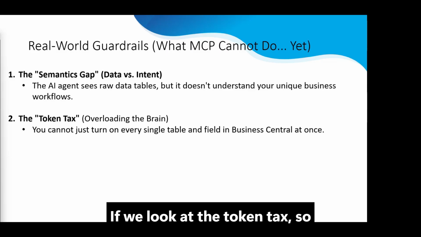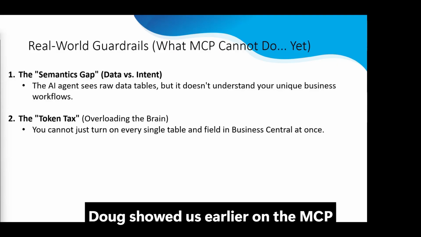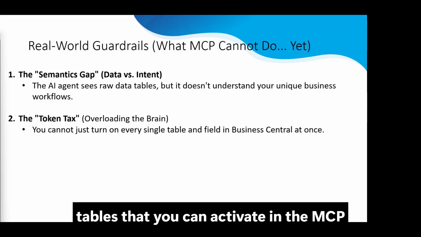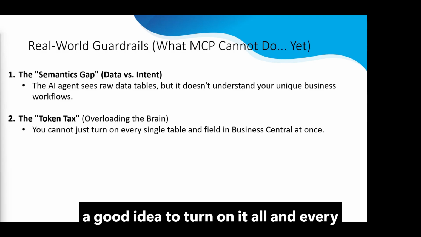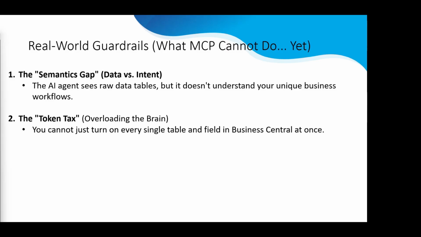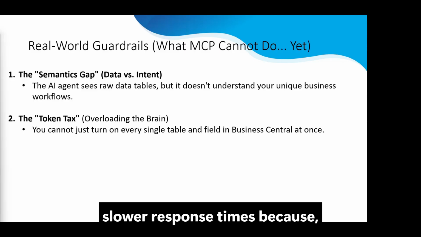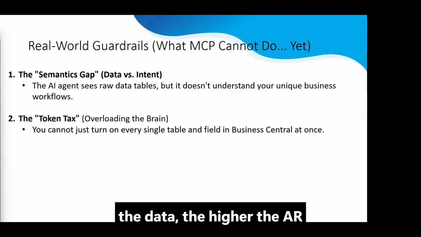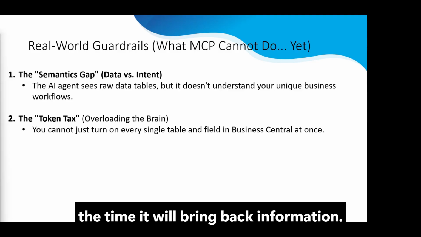If we look at the token tax, so we call it, overloading the brain. As Doug showed us earlier on in the MCP configuration, there's a lot of different tables that you can activate in the MCP server. It's not a good idea to turn on every single table in Business Central at once. That means that you could possibly have slower response times because, like we know, the higher the cost for finding the data, the higher the time the AI agent will take to bring back information.